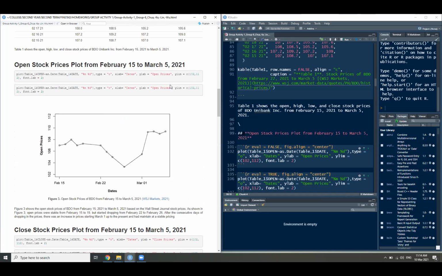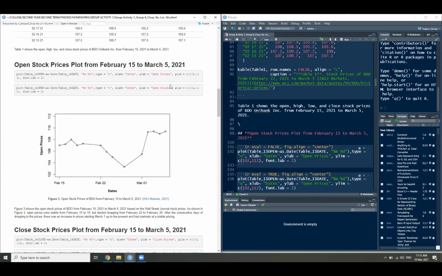So, yung ginamit namin na code is plot table 1, $open, which means that yung info, kukunin namin from the table 1, yung open prices. And ginamit din namin yung as.date. Yan yung date na gagamitin namin. And yung format is month and date, which nakalagay sa chart. And the type is O, which is the point on the chart.